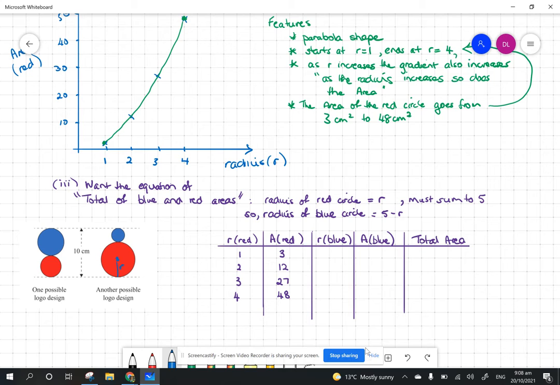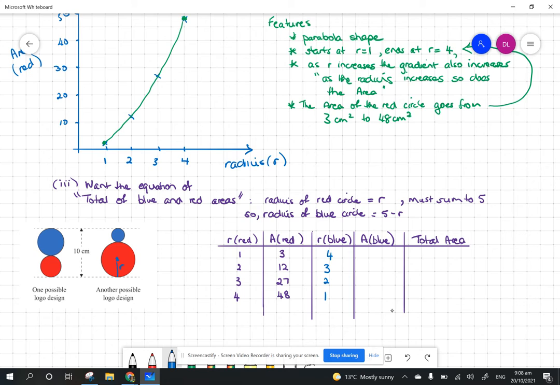What you know is that the radius of the red one happens to be r, which is what we started with, and that's going to be 1, 2, 3, 4. And they must add up to 5, because the radii need to add up to 5. Remember, it's half the diameter, which is given to you, which is 10. So if the radius of the red one is 1, that means the radius of the blue one has to be 4, because it's got to add up to 5. If the radius of the red one is 2, then the radius of the blue one has to be 3, similarly going down that table.